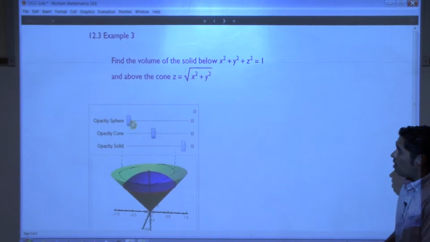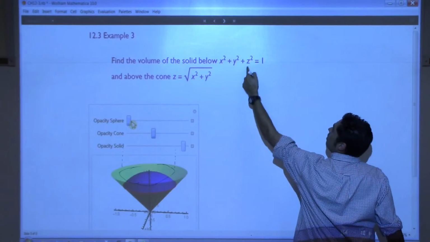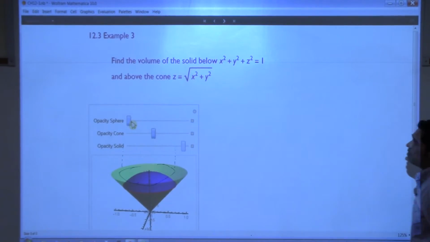So to start off, to get my region, I first need to find where these two intersect. How could you do that? How could you find where those two intersect?